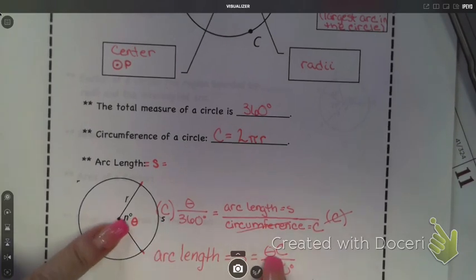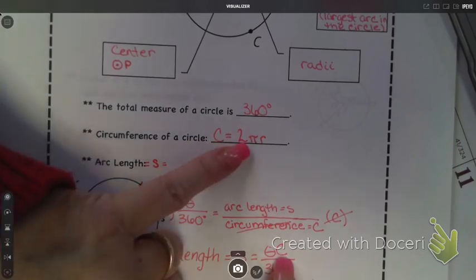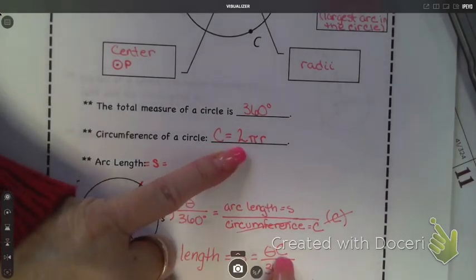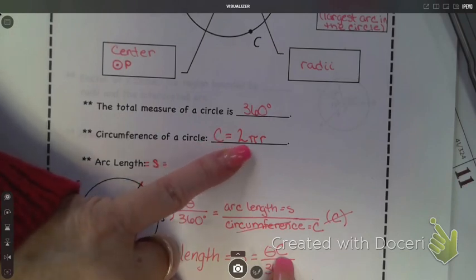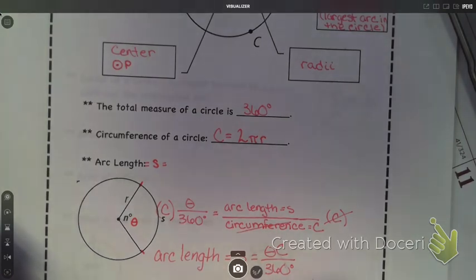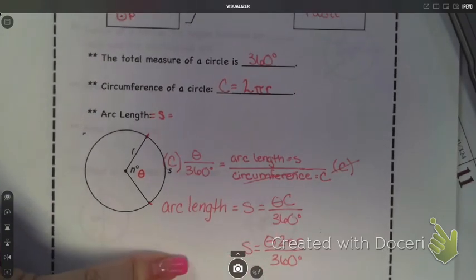So theta is theta. We don't know it, do we? But do we know what circumference is? Yeah, 2 pi r. Don't we know circumference is 2 pi r? So we're going to substitute that in. So S equals theta times 2 pi r over 360. Can you move your thing? I can't see what you're writing. Sure. Thanks.